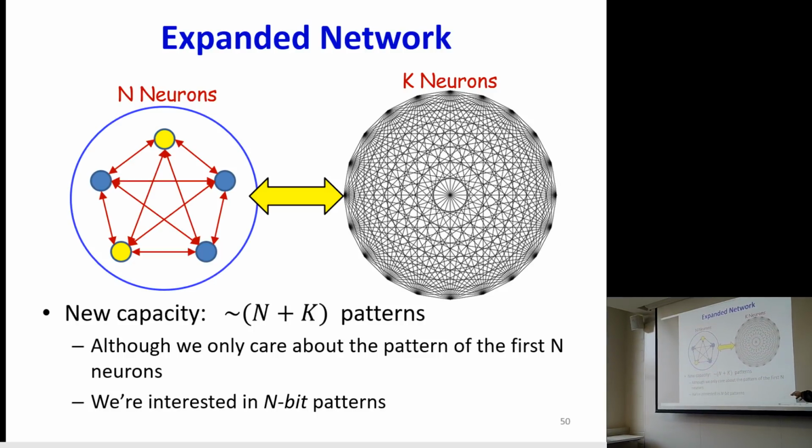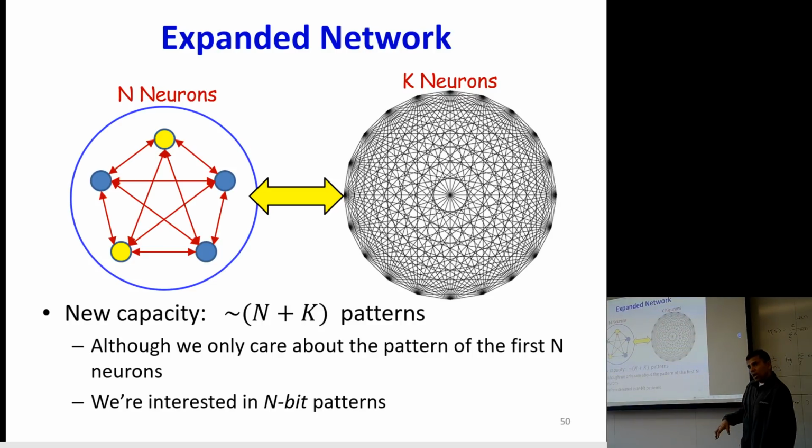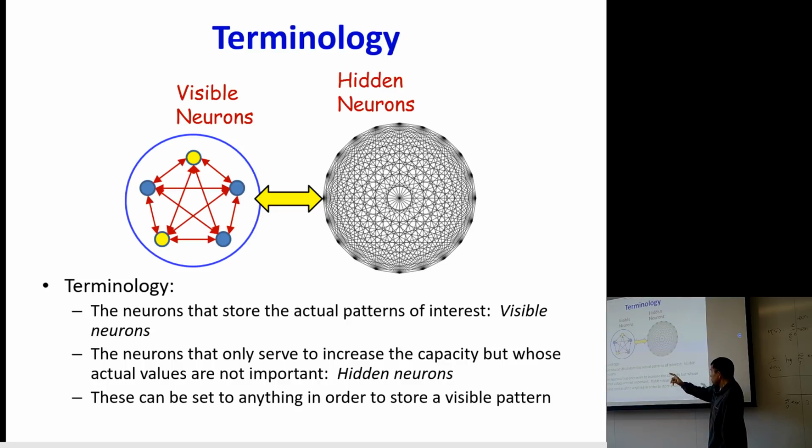And again, we only care about the patterns of the first n bits. We are interested in n-bit patterns. The rest of them are just meant to augment the whole system so that you increase the capacity. So you're going to call this first set of guys, the guys you're interested in, whose values you're going to inspect, whose values you're actually looking at, as visible neurons. And these guys, whose values you don't really care about, these are going to be our hidden neurons. So now my network has two sets of neurons. The visible neurons, these are the bits which you're going to be inspecting, and the hidden neurons, these are the bits that you're not going to be inspecting.